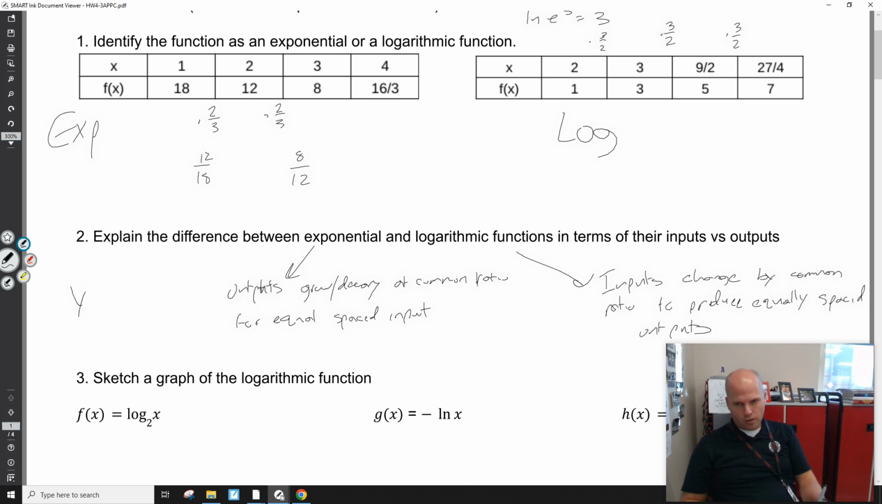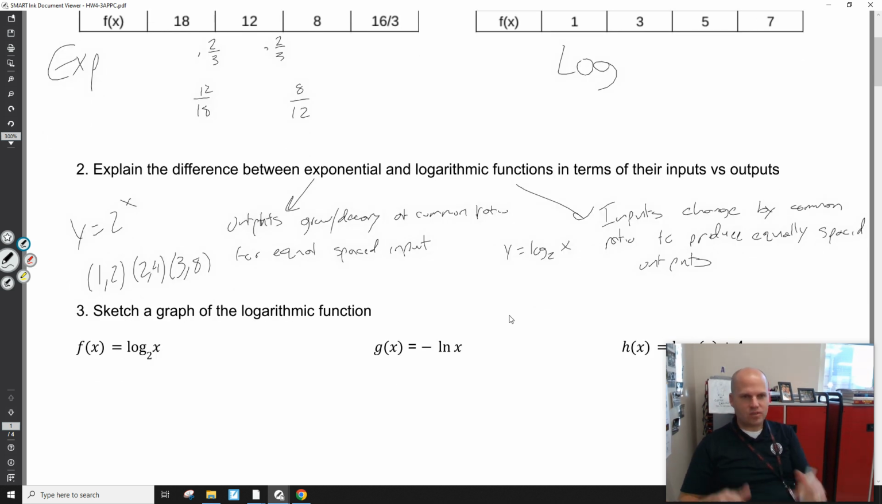Another example, y equals 2 to the x. You got the points (1, 2), (2, 4), (3, 8). My x's are going by 1, equally spaced x's, with exponentially growing y's, doubling every time. If you look at log base 2 of x, what we will have to see is the flip-flopped points of here. If you plug in 2, the log base 2 of 2 is 1. We can also put in (0, 1).